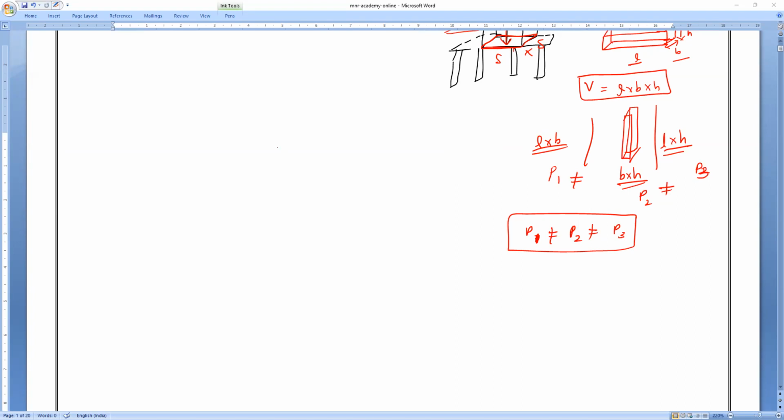Always keep it in mind: solids exert pressure in only one direction, which is the contacting surface. Whatever is in contact with the ground, that is the only place where the pressure of the solid will be experienced.